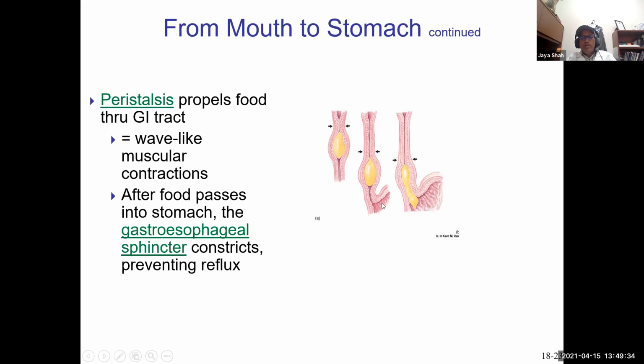It prevents acid from getting inside the esophagus, while food comes easily down here. Okay? Sometimes stomach acid enters the esophagus and causes a burning sensation in your throat. That is heartburn, because acid from your stomach is killing the epithelial cells here.